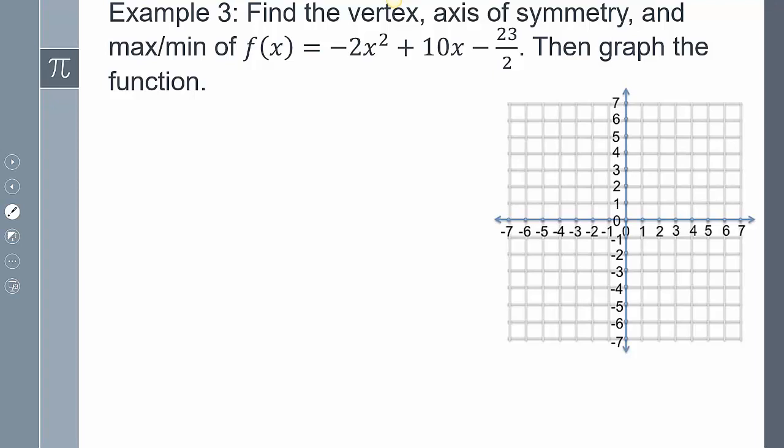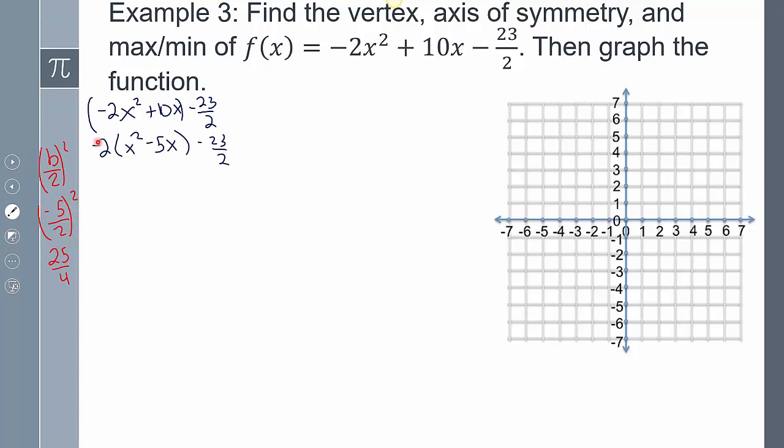Let's look at one more. So this one is negative 2x squared plus 10x minus 23 over 2. So once again, I want to isolate these x's here. So isolating them. And so when I do that, I can factor out this negative 2. And so if I factor out the negative 2, I get the x squared. And then that becomes 5x.